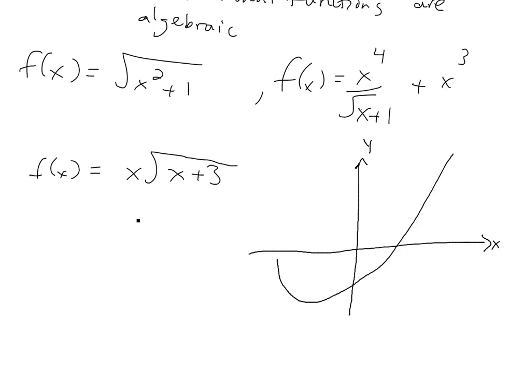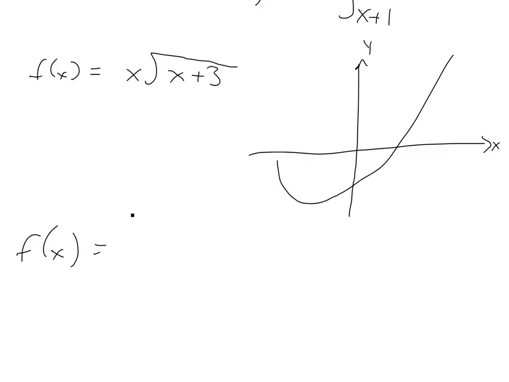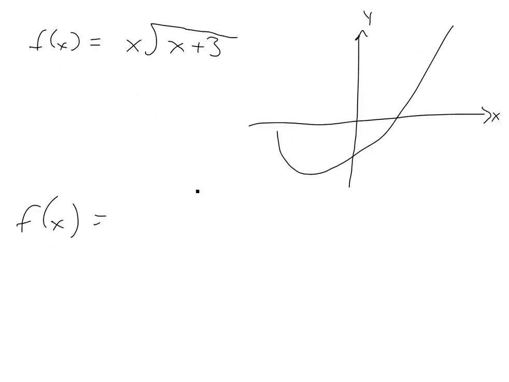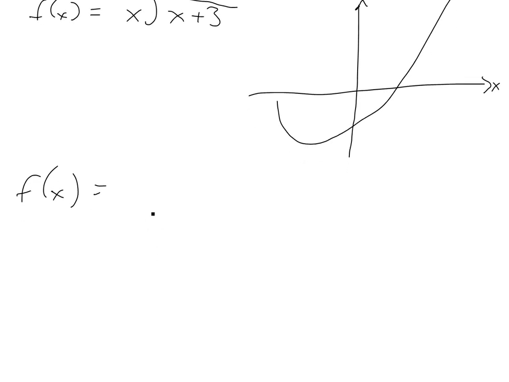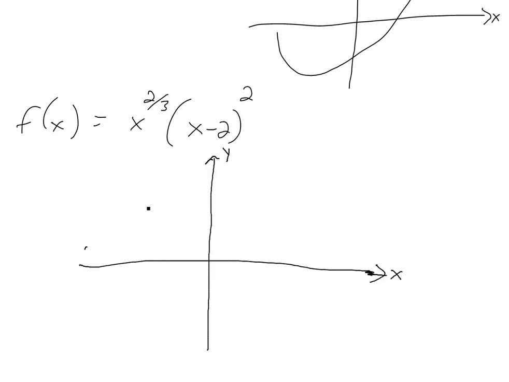With another more complex one, the shape of the graphs can change. They have a great variety of different kinds of graphs. Another example is x^(2/3) times (x minus 2) squared. This graph actually looks something like this. It goes like this, and then it curves up and then curves down. So it just shows the great variety of it.